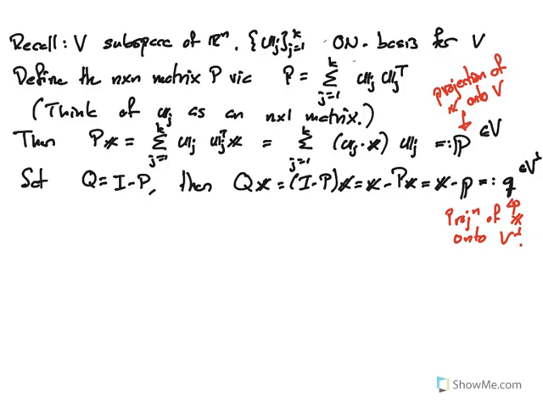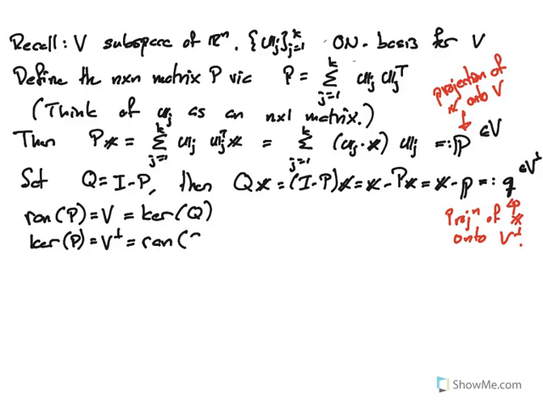Now you can easily see that the range of P is equal to V, and this you can verify if you think it's fun. I'm not going to quiz you on these things, but I'll just tell you some fun properties of these matrices. So V is the range of P, and it's the kernel, the null space, of Q. And now for V perp, it works exactly the opposite, like this.